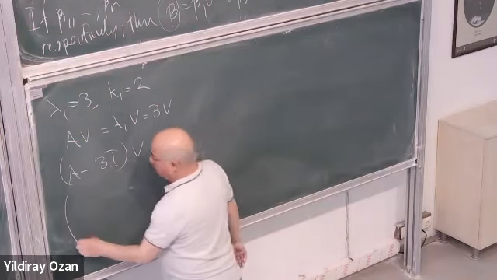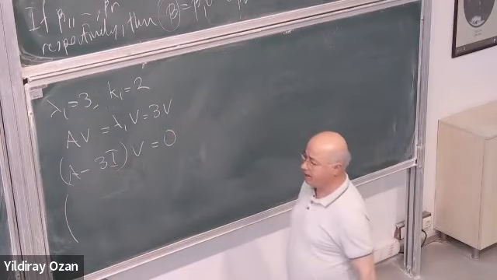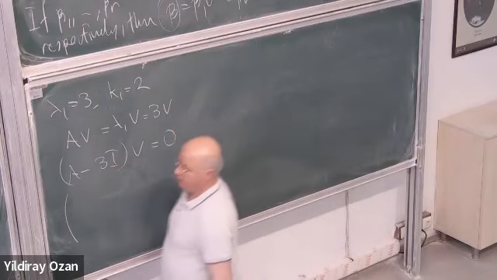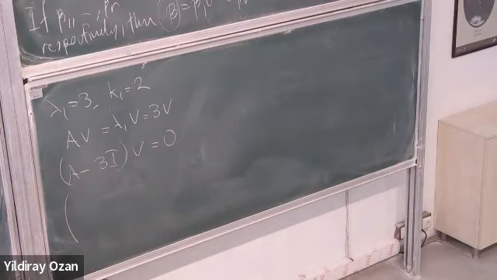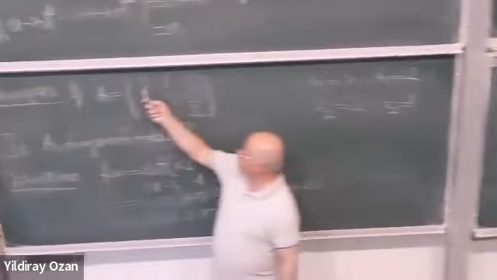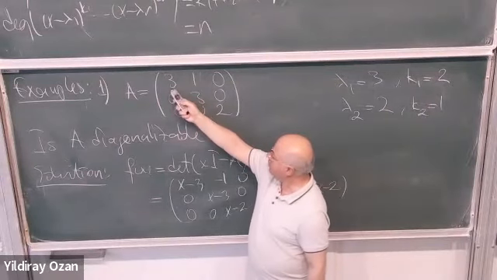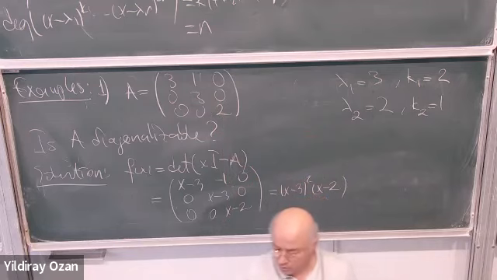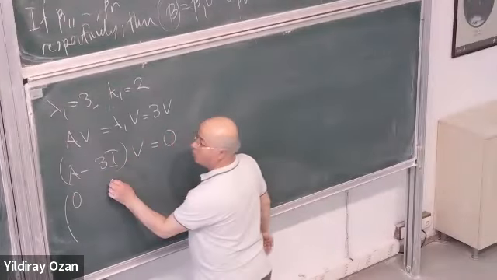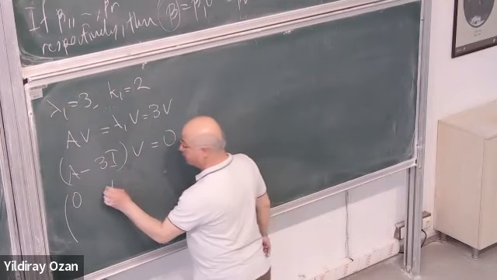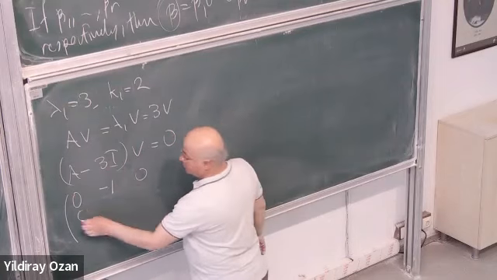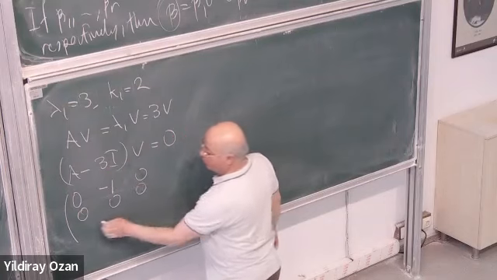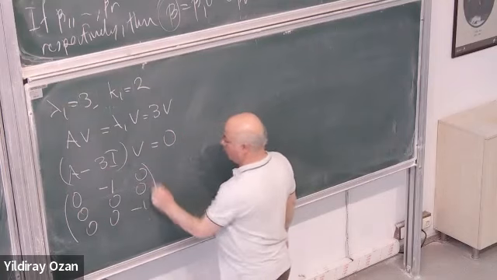So from A, I subtract 3 times identity. If you do that, A is this matrix. If you subtract 3 times identity, you get 0, 0, minus 1. So let's see what we get. 0, 1, minus 1, 0, 0, 0, 0, 0, 0, minus 1.